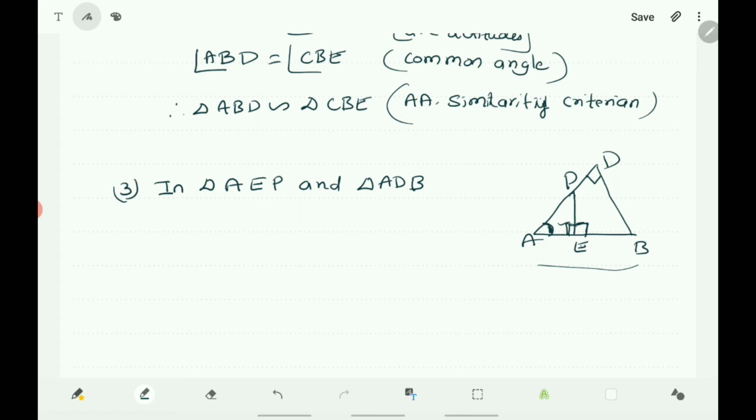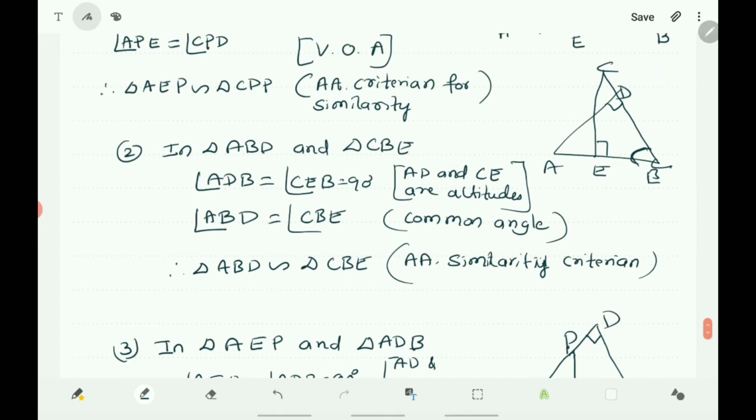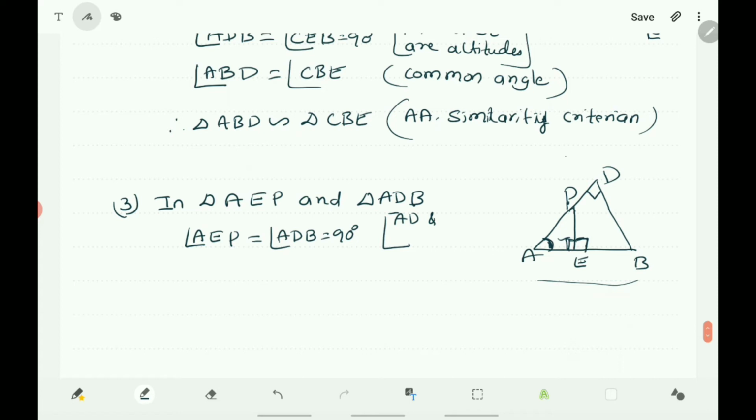If you take the names of the two triangles, in triangle AEP, which is the 90-degree angle? Angle AEP is equal to angle ADB. Both are equal to 90 degrees. The reason is the same, that is, AD and PE, or AD and CE, are altitudes.